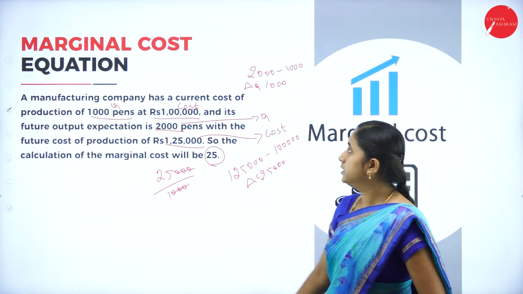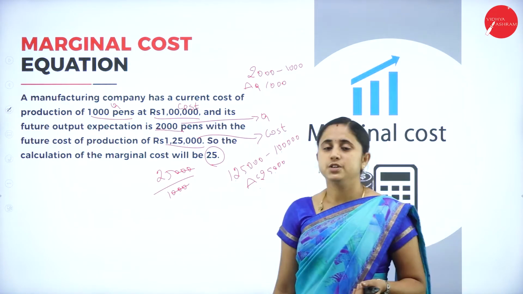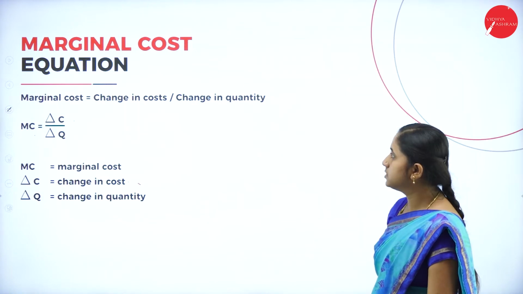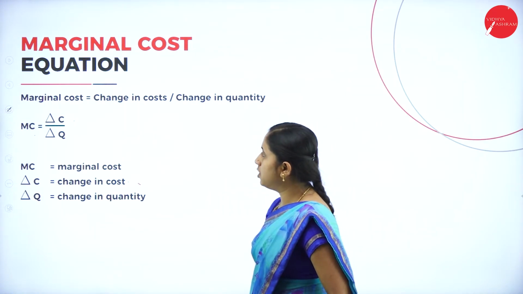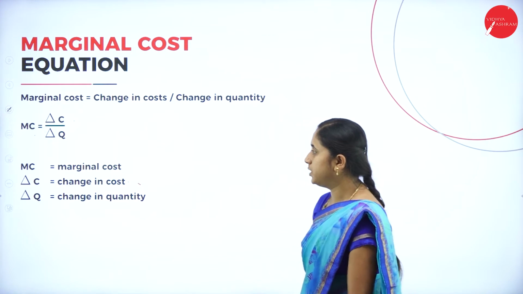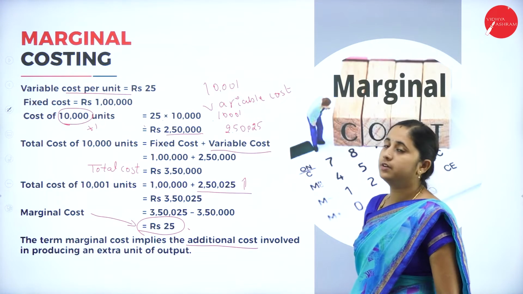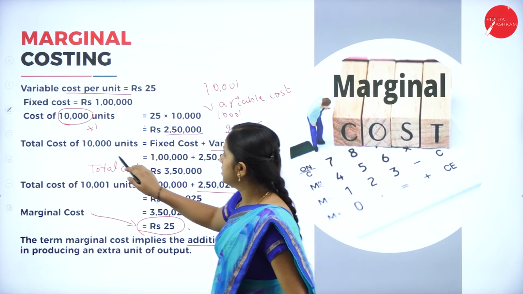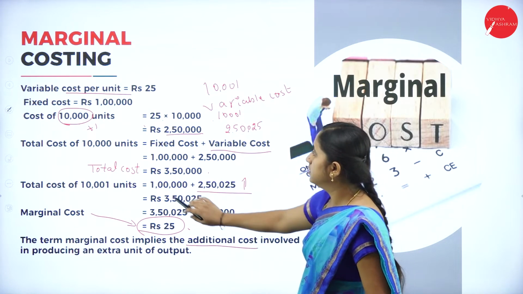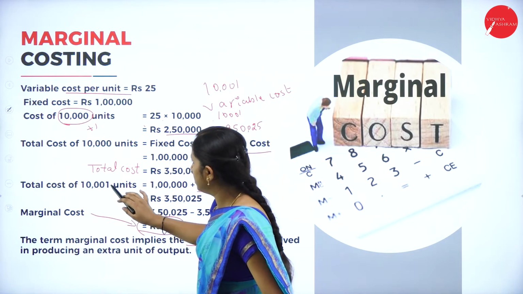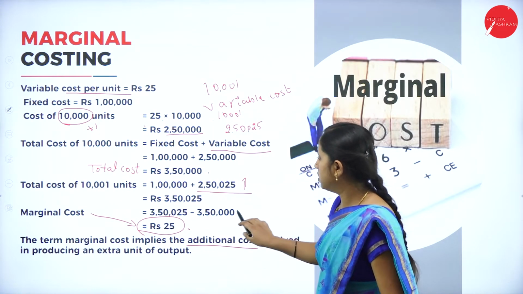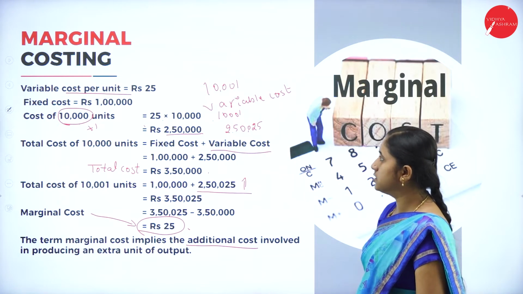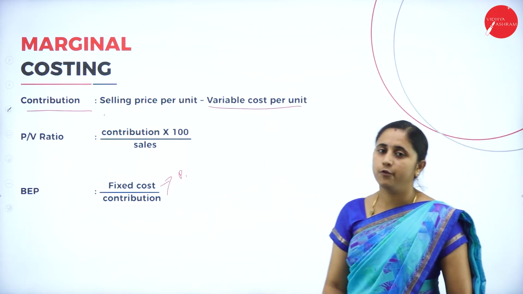So mainly in marginal cost, we calculate the change in cost to produce one extra unit. So this is the marginal cost equation or marginal cost formula. This is an example of marginal costing. Here we can know the total cost to produce 10,000 units, and if we increase the number of units by 1, the total cost also increases. The difference is considered as marginal cost. You need to remember all these formulas.